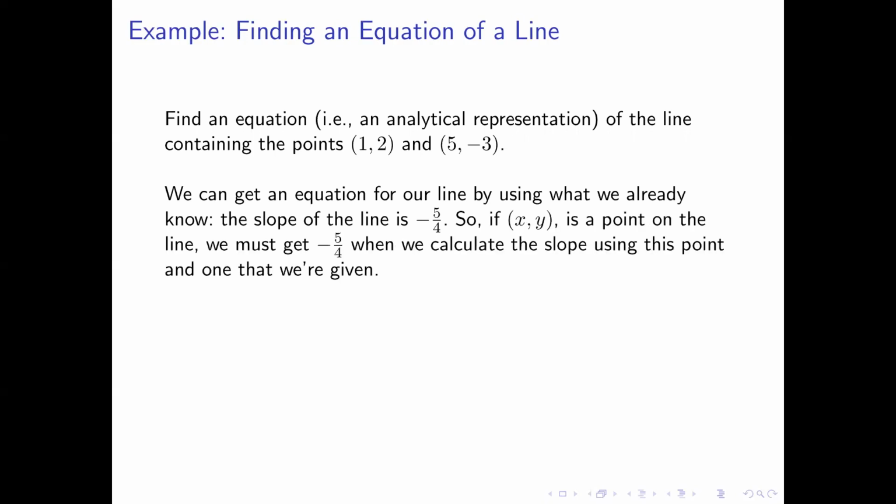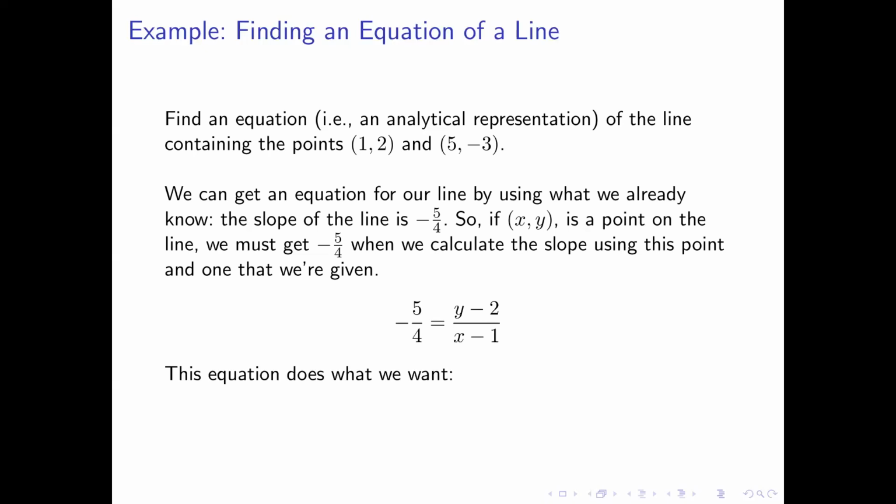So pick a point on the line, call it (x, y). Whatever point we choose, whatever x and y values we have for a point on the line, if we calculate the slope of our line using this point and one of the points we're already given, we need to get -5/4. In other words, we can plug these things into the slope formula: -5/4 for the slope, y for y2, x for x2, and then I'm going to use 2 and 1 for y1 and x1. Plugging all that in gives us an equation with x and y as the variables.